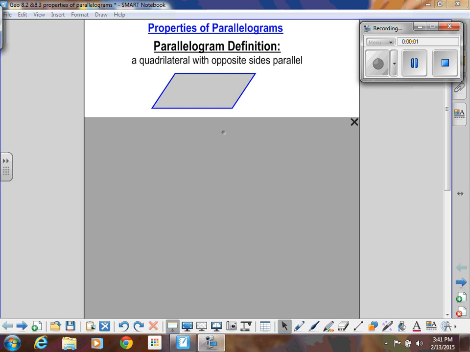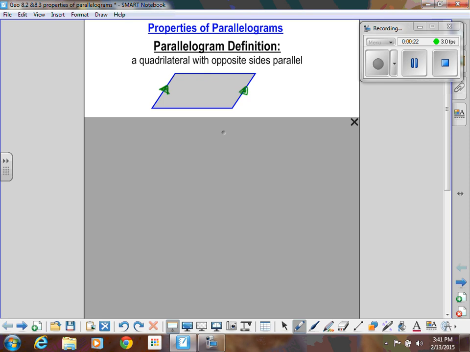Alright guys, in this video we're going to talk about the properties of parallelograms. First of all, we're going to talk about the parallelogram definition. And basically, it's just a quadrilateral with opposite sides that are parallel. So remember that we can mark opposite sides parallel by putting arrows on them.